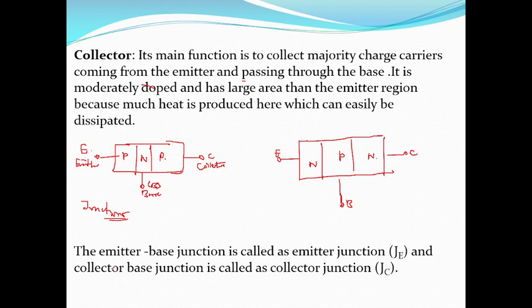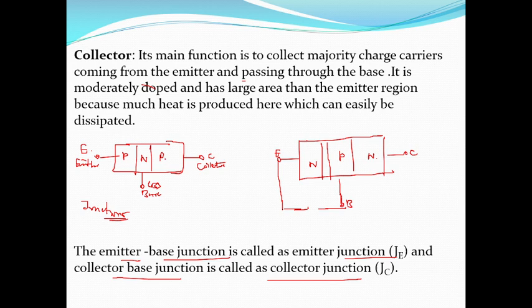Now it consists of two junctions. One is the emitter base junction, which is called the emitter junction. Next one is the collector base junction, which is called the collector junction. Now, the emitter base junction, see here, this is the emitter base junction. Now the emitter has to send charge carriers into the base, which means they should enter the PN junction.